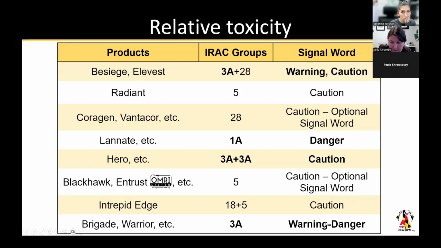So these are neurotoxins. Most of these products are neurotoxins, but these are muscular toxins. These are neurotoxins that still interact with human nerves. And of course, lannate also is a neurotoxin that interacts with human nerves. So that's going to be in group 1, which is a danger with a poison skull and crossbones. Compared to some of these other ones like Blackhawk and Trust or Coragen that are caution or optional signal words that might be a little bit less risky for humans.